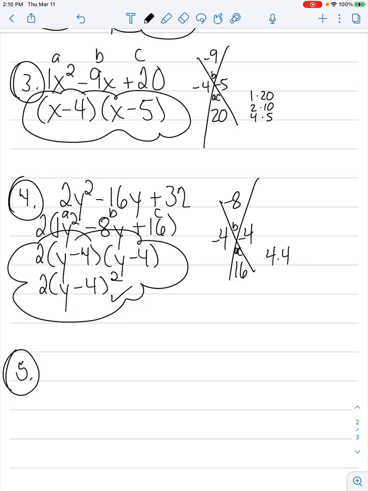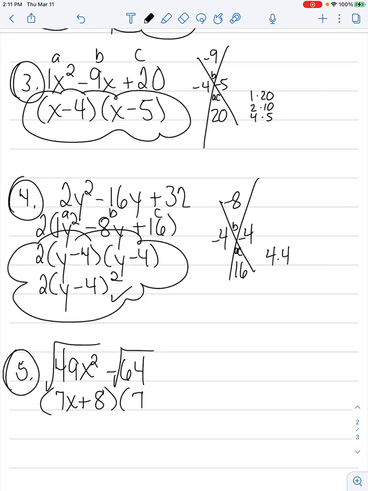Number 5, I'd like for you to factor 49x squared minus 64. Pause your video, factor this please. Okay, let's see how you did. So I notice that both of these are perfect squares. 49 is 7 times 7, x squared is x times x, and 64 is 8 times 8. So I can just take the square root of both of these to get 7x. Square root of 64 is 8, so I have 7x plus 8 times 7x minus 8.